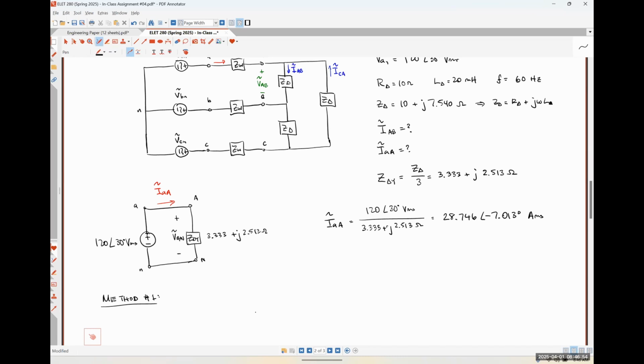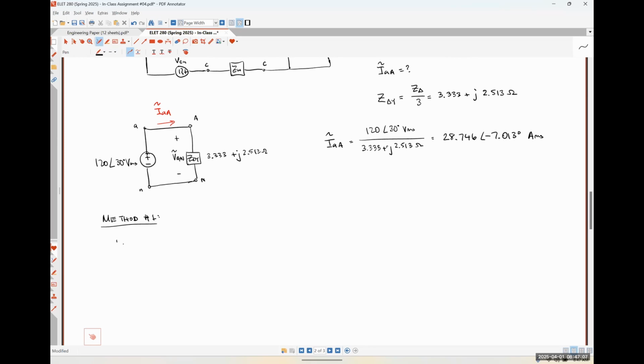Anybody got a beef with that? Right? Because our transmission line network is a short circuit in this case, the source is connected in parallel essentially to the load. Okay. So we could say that VAN is equal to V lowercase an is 120 angle 30 degrees volts RMS, or we could just use Ohm's law. Either way works, but I'm lazy, and if I'm just given the answer, I'm just going to use that. Okay.